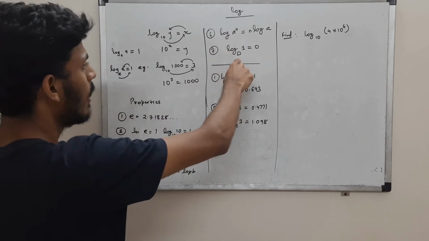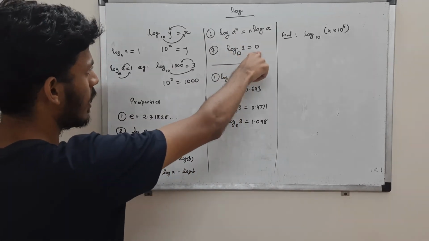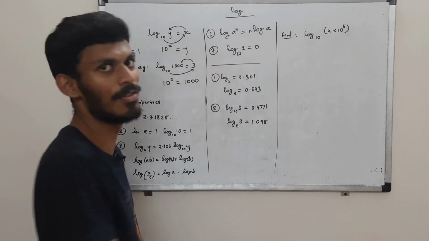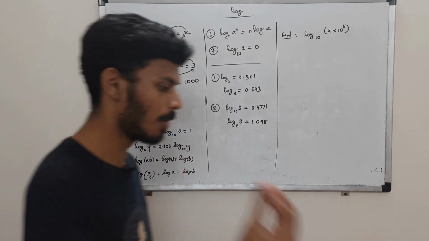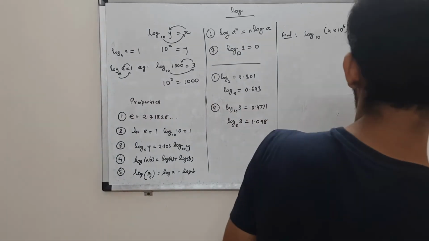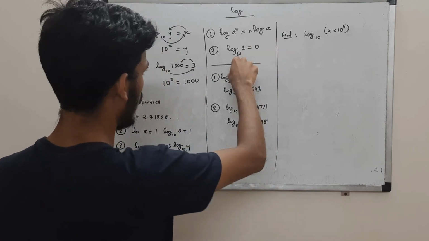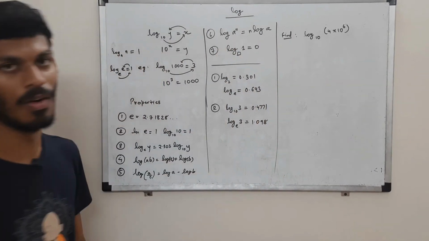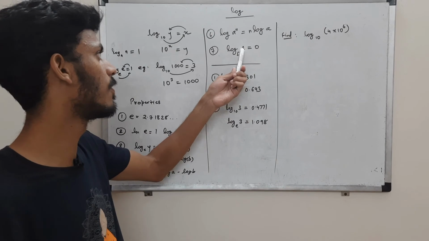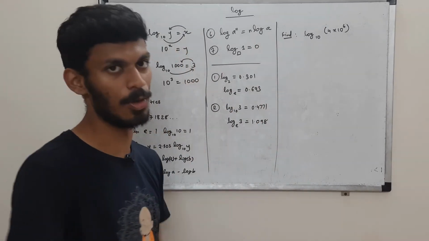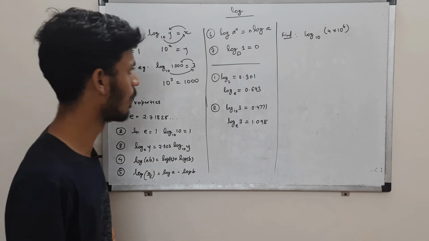Log of any base, and if you have 1 over here, will always be 0, because any base raised to 0 will give you 1. That is how you can get 1. So log of any base, provided it's greater than 1, raised to 0 will give you 1. So anytime you see 1 over here, log of 1, irrespective of the base, will always be 0. Log of 1 is always 0.